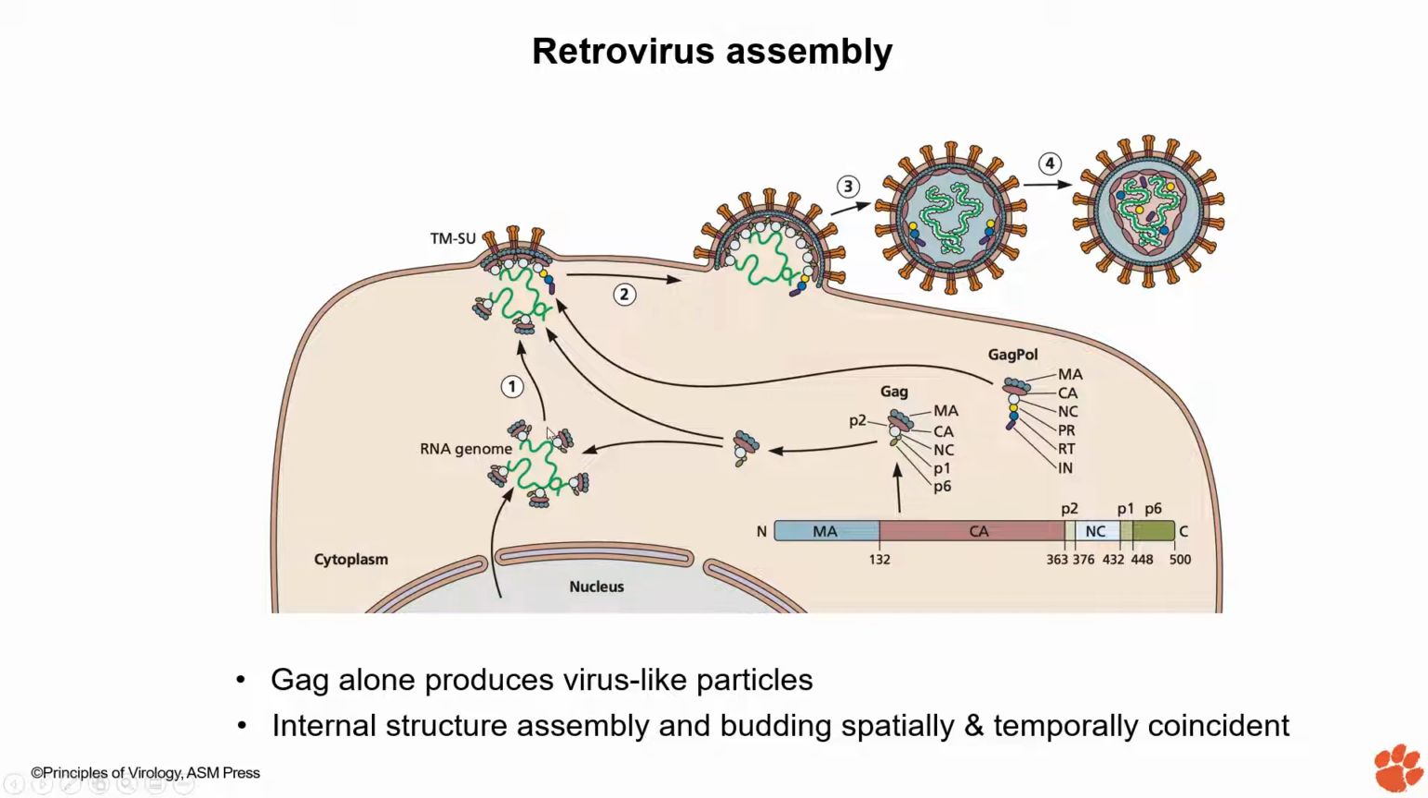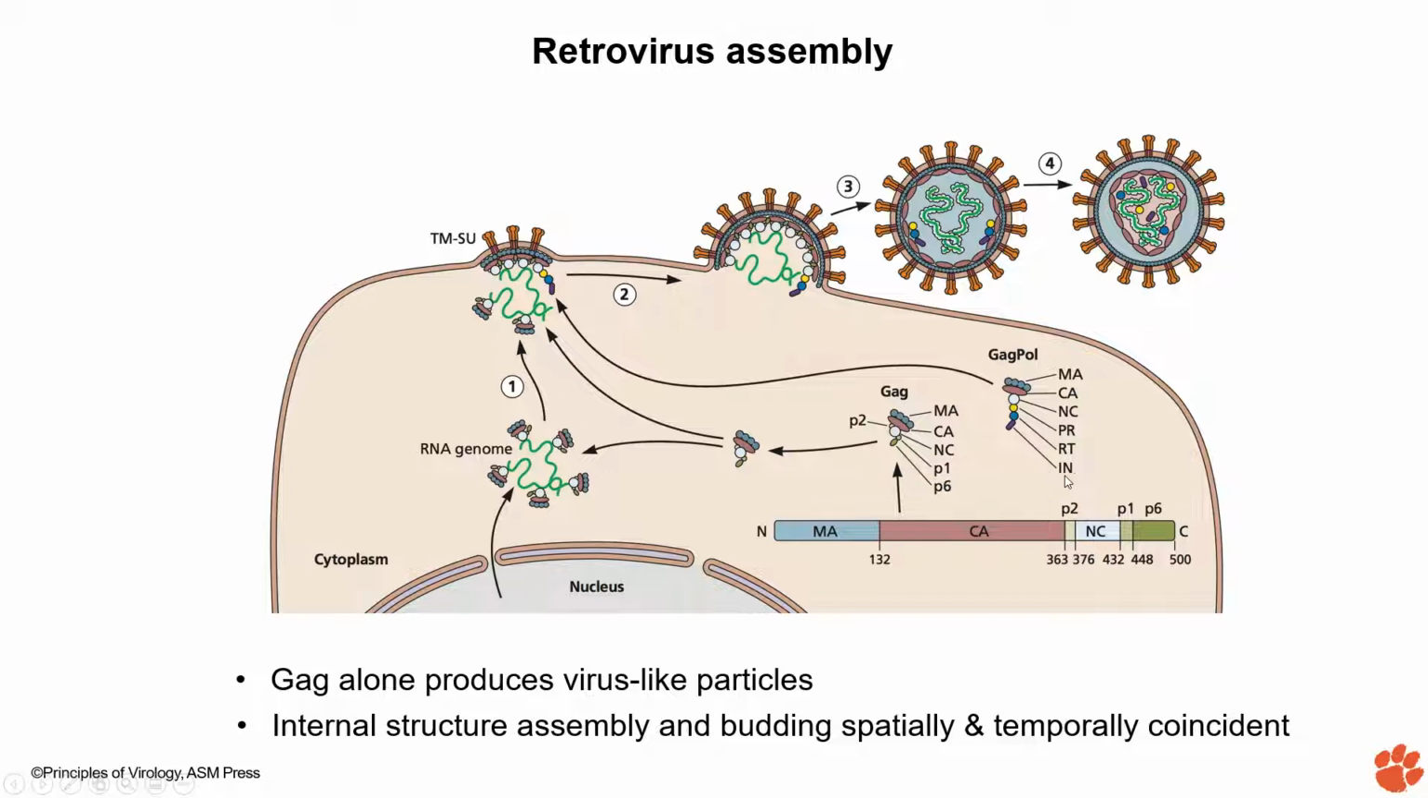Here we already talked about the GAG part, and here you can see the matrix, capsid, nucleocapsid, P1, P6. These are the proteins. And then you have the GAG-pol. What happens is that when the GAG polyprotein is produced, for every 10 molecules, you produce 1 molecule of GAG-pol. GAG-pol will have all of them, but they will have the protease, reverse transcriptase, and integrase as well. So you will have the other proteins associated with that as well.